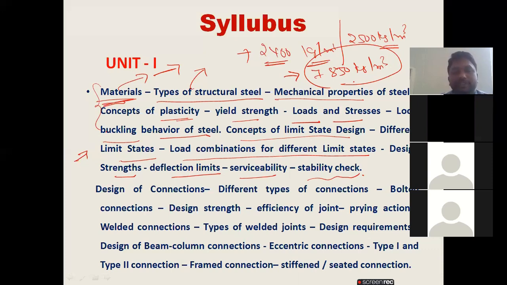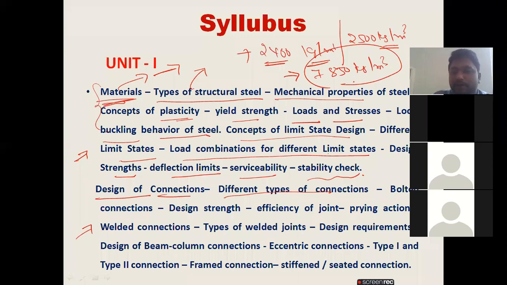So this is the unit 1 first chapter. And the second one is design of connections. In this, there are different types of connections, like bolted connections, riveted connections and welded joints. I will explain the theory along with some problems, maybe 2 or 3 problems is enough. Definitely we will get those problems in the examination also. And we will do 1 or 2 problems related to practical aspects: how we will design a steel structure, and how these connections play a major role.